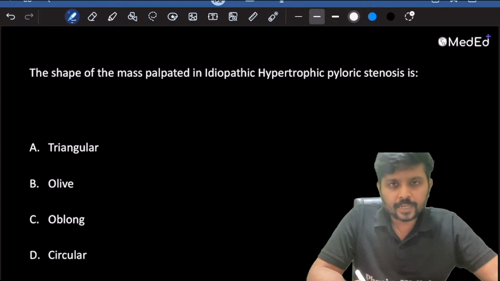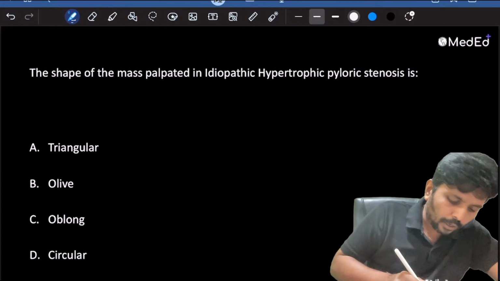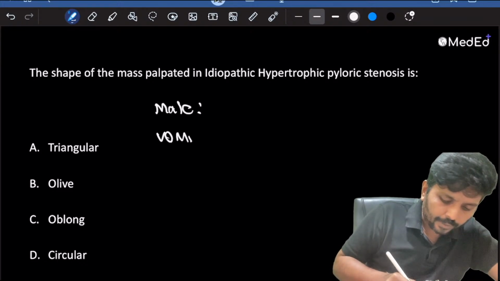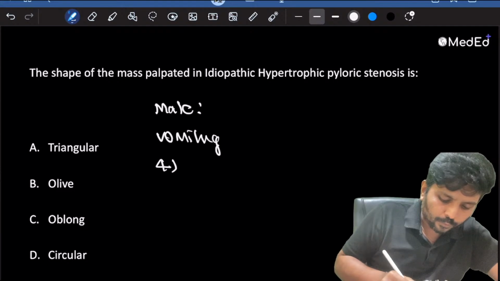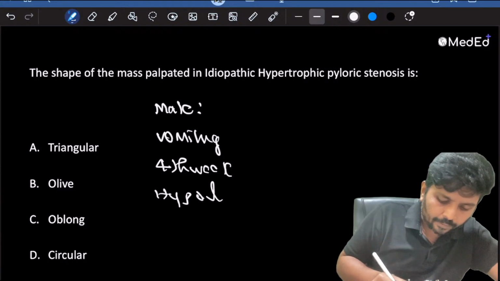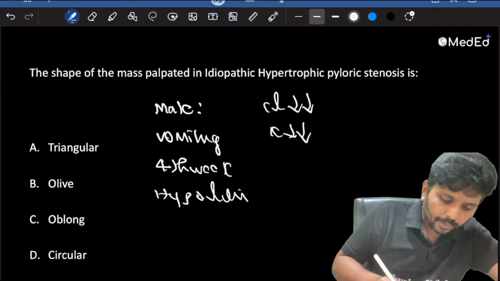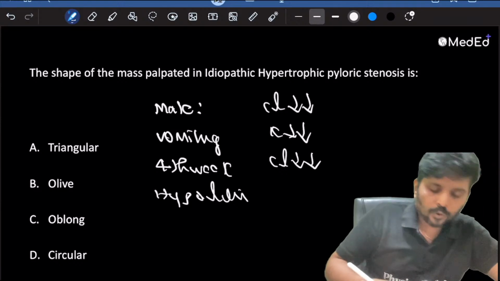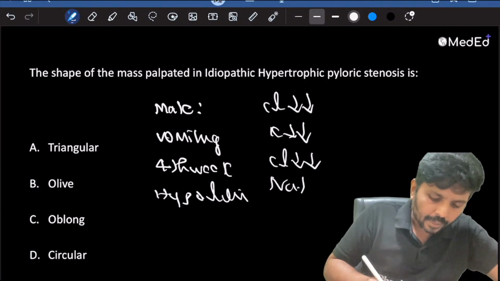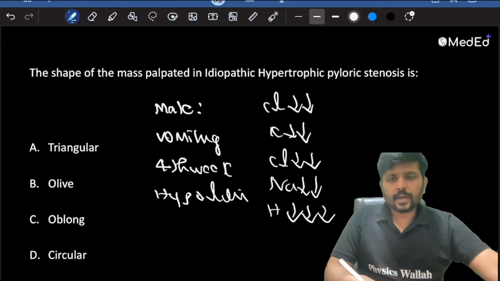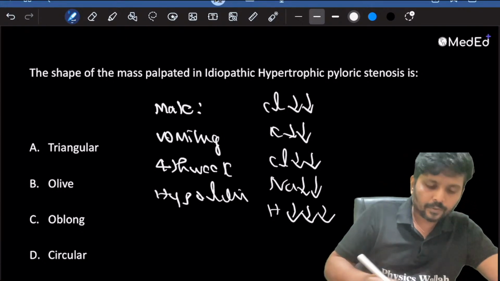The shape of the mass palpated in idiopathic hypertrophic pyloric stenosis. You all know that whenever any male comes with recurrent vomiting that starts by about the 4th week and presents with hypochloremia, hypokalemia, chloride, potassium, sodium as well as hydrogen will be decreased. So this is called as what?